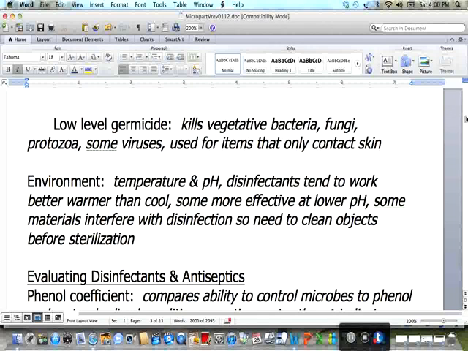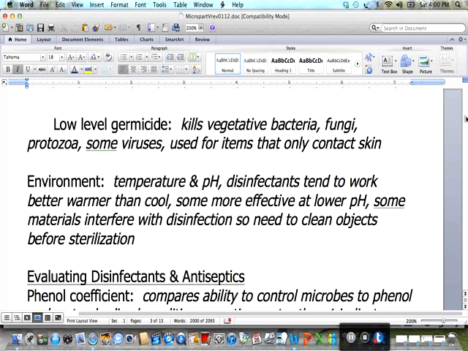Low-level germicides kill gram-negative bacteria, fungi, protozoa, and some viruses. These are used for items that only come in contact with the skin. The environmental temperature and pH influence the effectiveness.